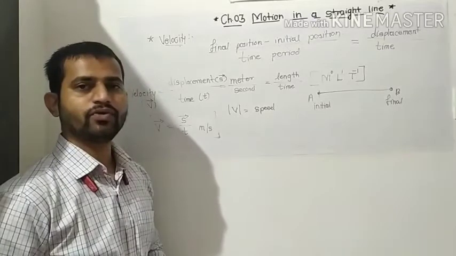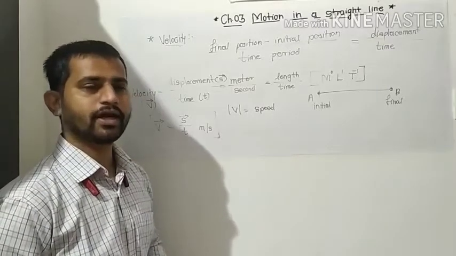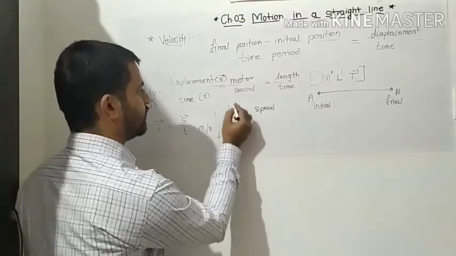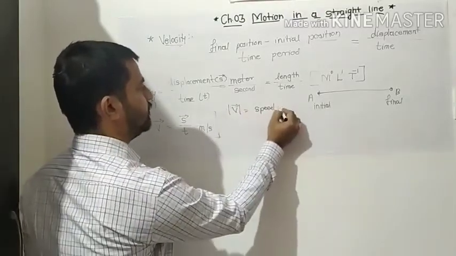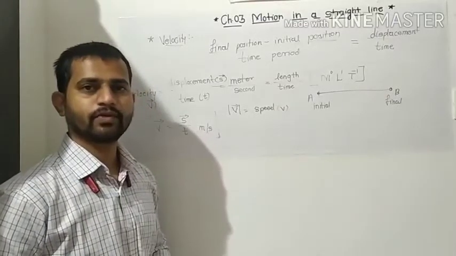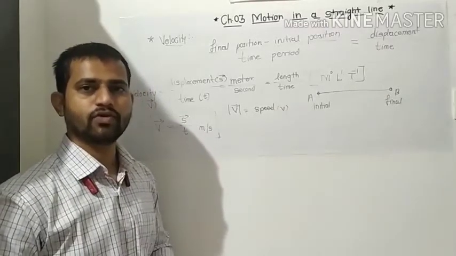So if we go by the straight line path, then in that case the mod of the velocity is equal to speed. Okay, the mod of this velocity is equal to speed, and we are representing the speed with the small v.